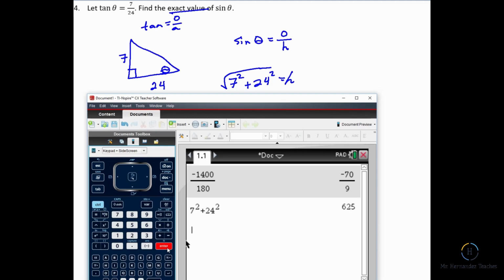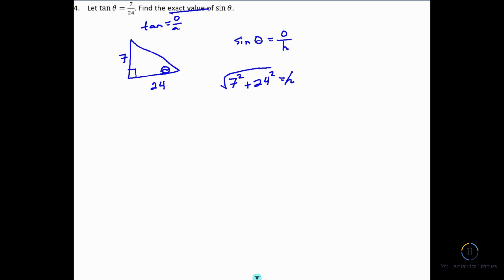that's 625. Let me see if that is a perfect square. So the square root of 625, that is a perfect square. That's going to be 25. So that hypotenuse is equal to 25. So we know that this hypotenuse is 25 now.